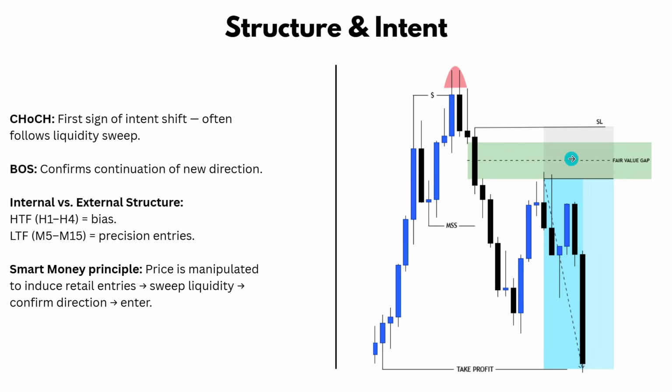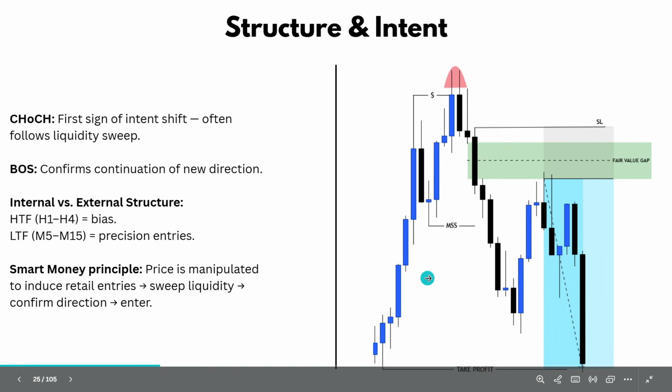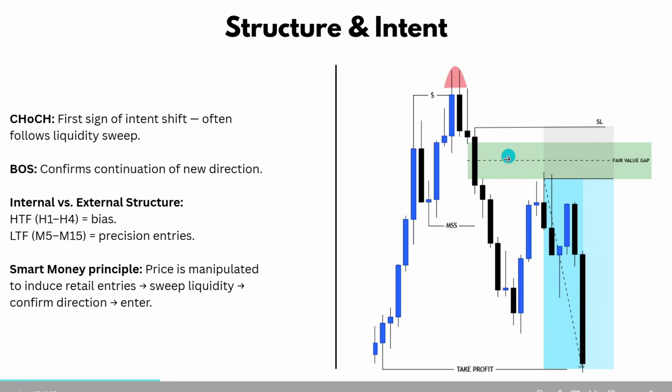This is an M5 model of this setup right here. Will price give us a liquidity sweep, a market structure shift, pull back into a fair value gap, to then displace lower to clear this take profit, right? This right here is a lower time frame model. But for me to find this lower time frame model, I had to do a higher time frame top-down analysis.